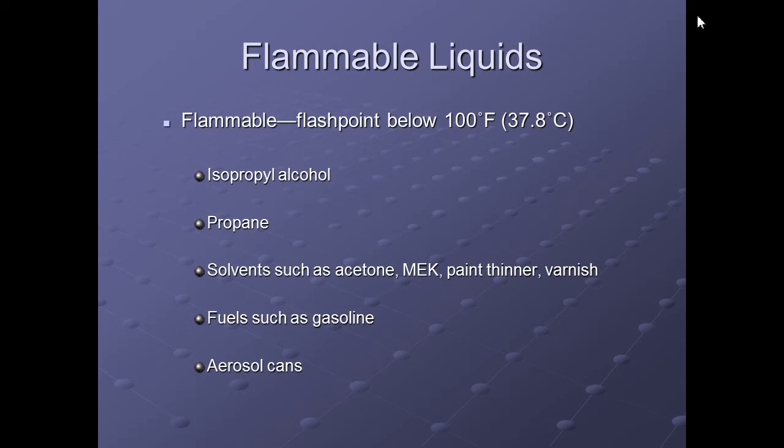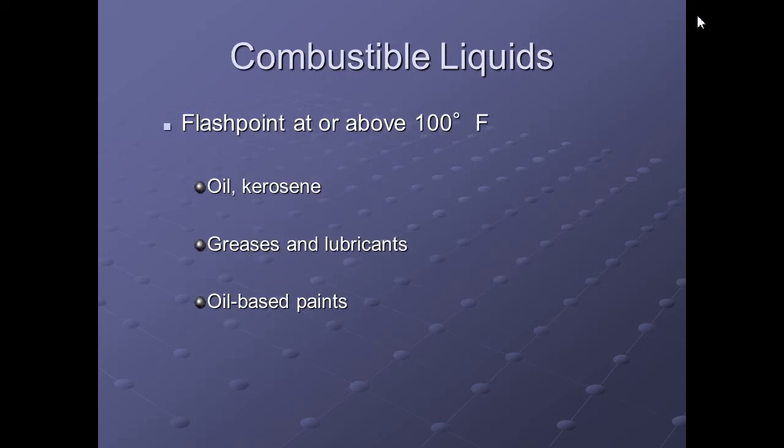Flammable: the flash point is below 100 Fahrenheit or 37.8 Celsius. Meaning if this liquid is below 100 degrees Fahrenheit or 37.8 Celsius, and you have some sort of ignition source, it will ignite. Some of those things are isopropyl alcohol, propane, solvents such as acetone and thinners, and fuels such as gasoline, and aerosol cans. Those things are flammable.